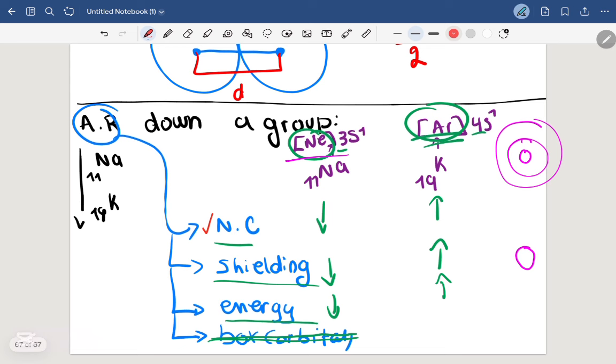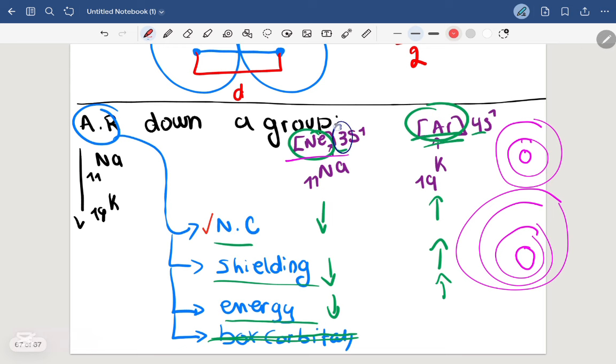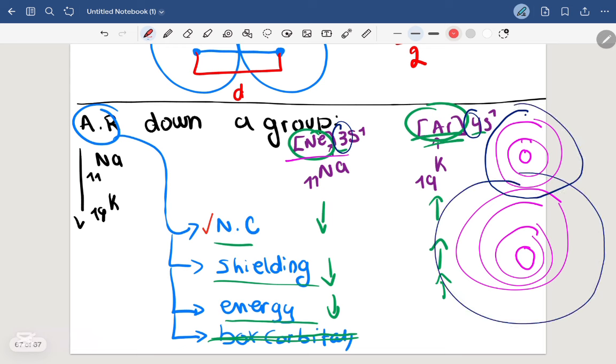Whereas potassium has the shielding effect of what? The shielding effect of argon. So it has 1, 2, and 3 shields around it. Now, last but not least, the energy level in which the extra electron is found. This is the 3rd energy level for sodium, whereas for potassium, it's the 4th one.